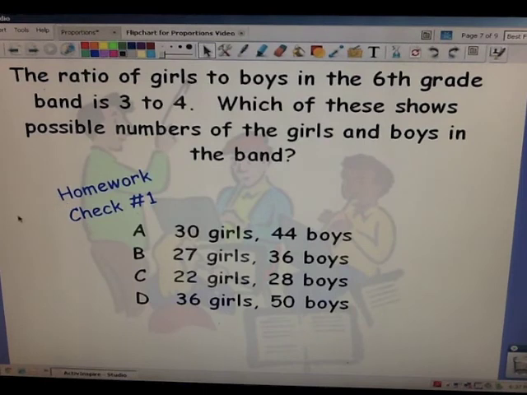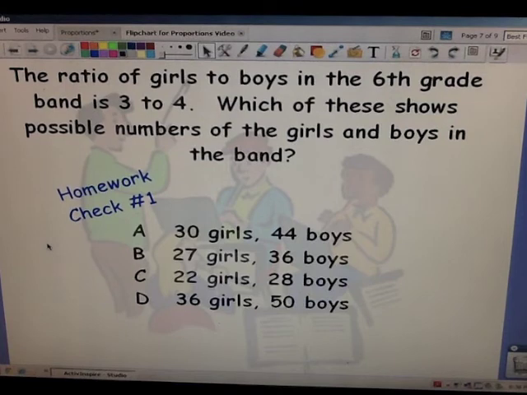You will have 2 homework check questions for tonight. This is the first one. You'll want to pause the video on each homework check to give you time to answer your questions. You'll want to answer them on a sheet of paper that you'll turn in to class tomorrow.